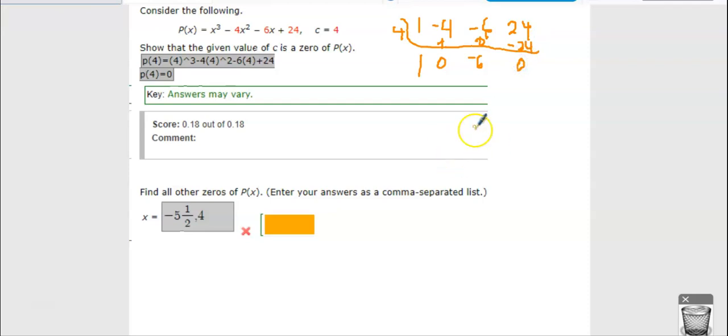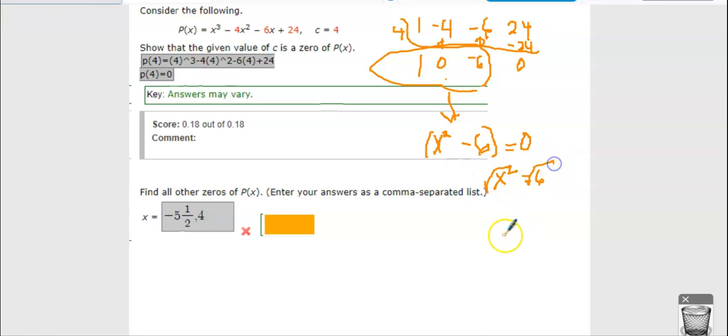Now, what do you have left? You have this left over right here. And what does that mean? Well, we started with x cubed, so this is x squared plus 0x, I'm not going to write it, and then minus 6. And that's a factor. Well, we're trying to find the zeros, so you set that equal to 0. Add 6 to both sides. So x squared equals 6. And then you just have to square root both sides. So plus or minus the square root of 6. So those are the other two zeros.